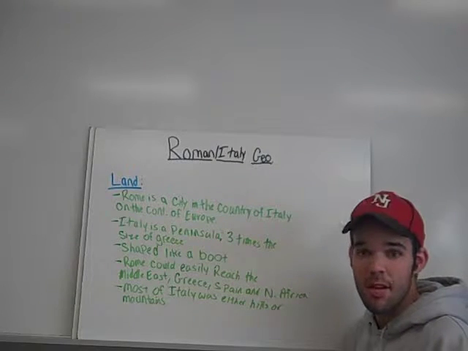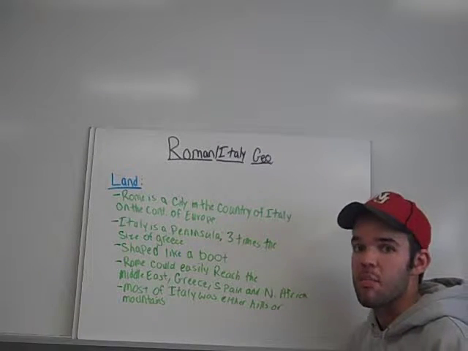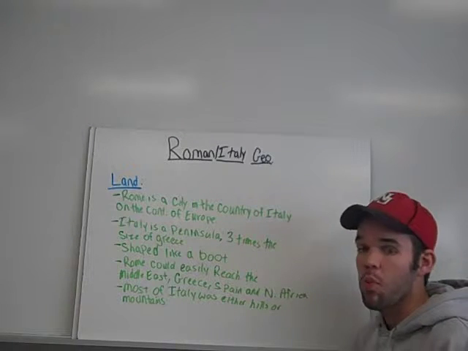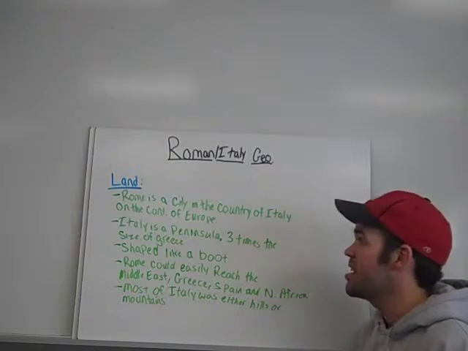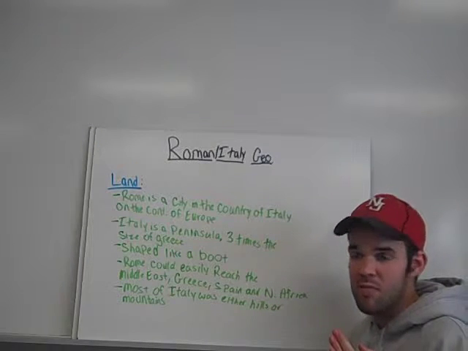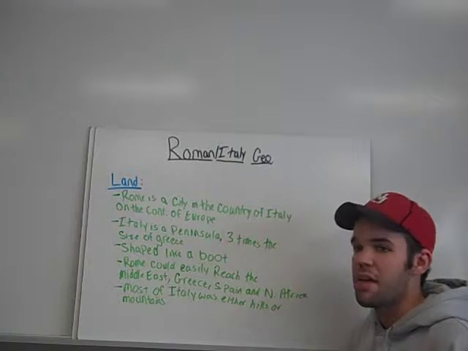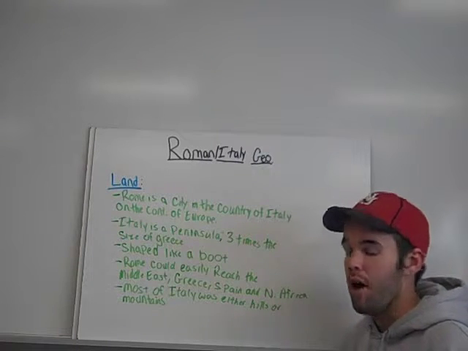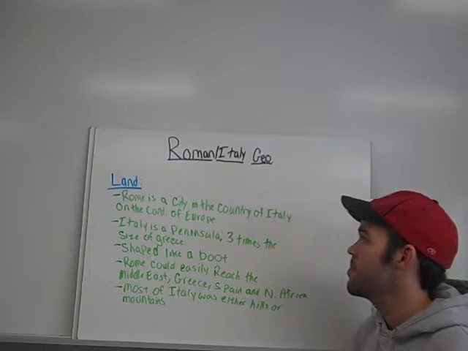Italy is a peninsula. Remember, a peninsula is a piece of land surrounded by water on three sides. The difference between a peninsula and an island is that a peninsula has three sides of water. An island is a piece of land surrounded by water on all sides, so don't get them confused.